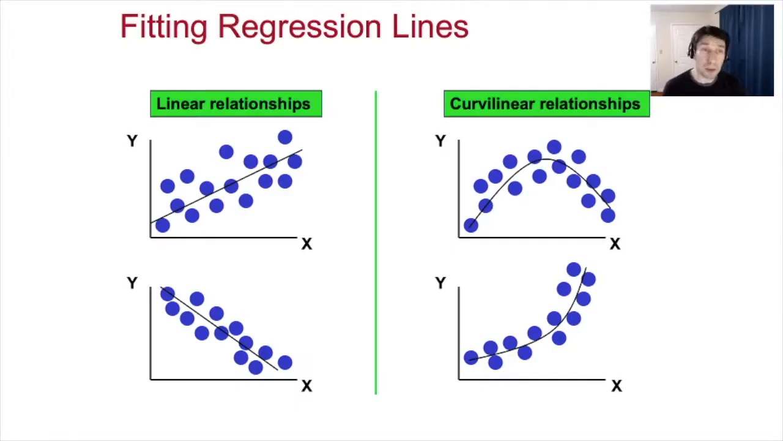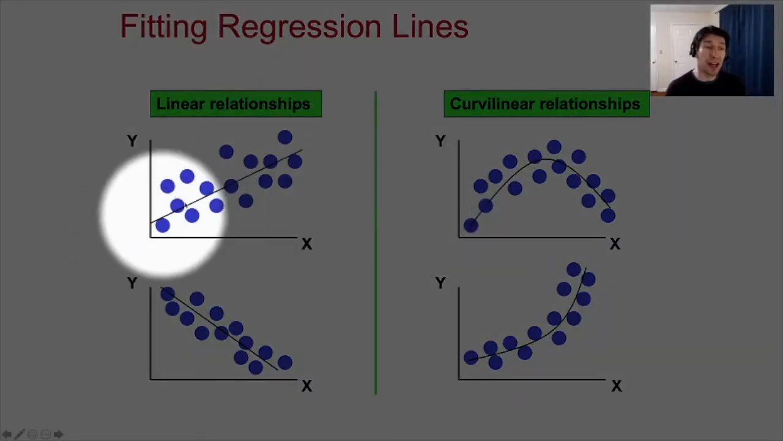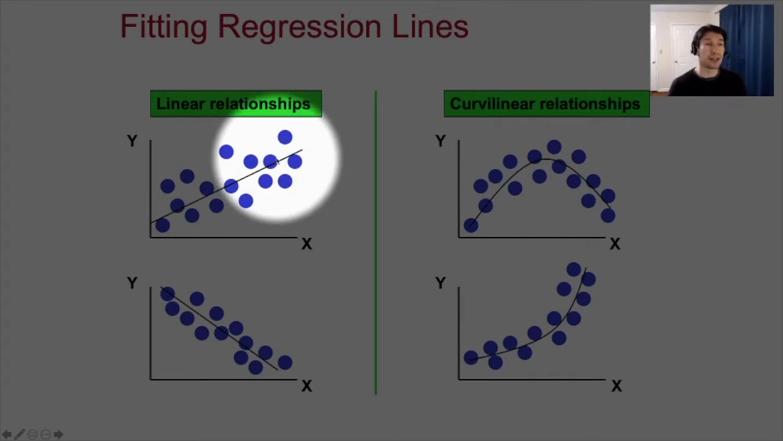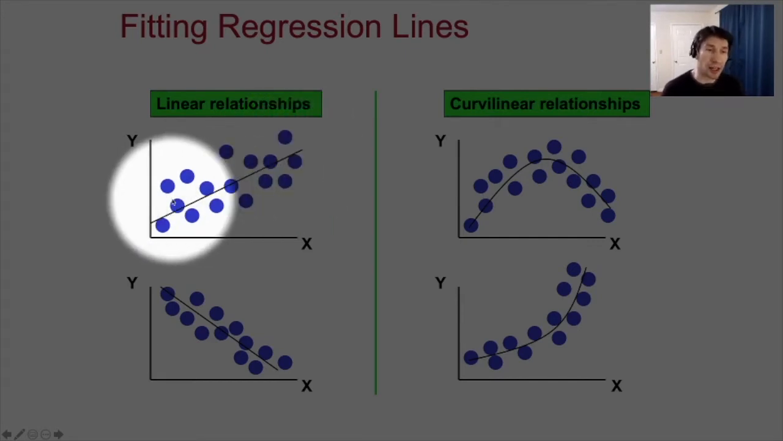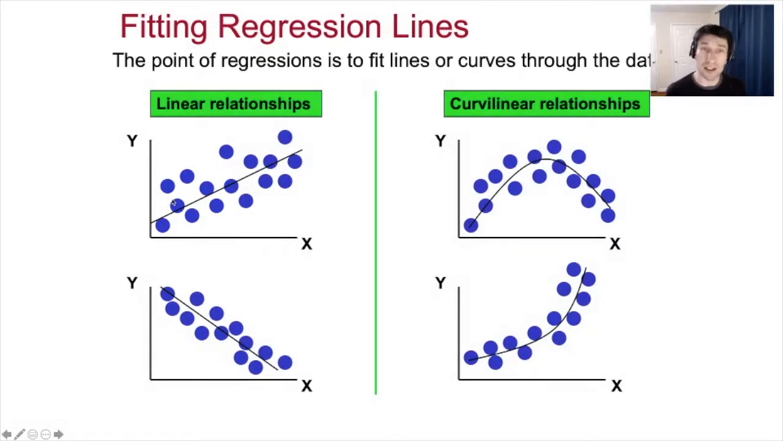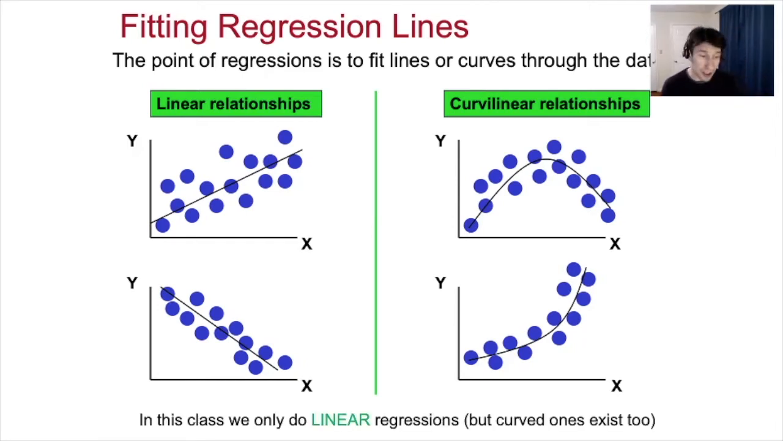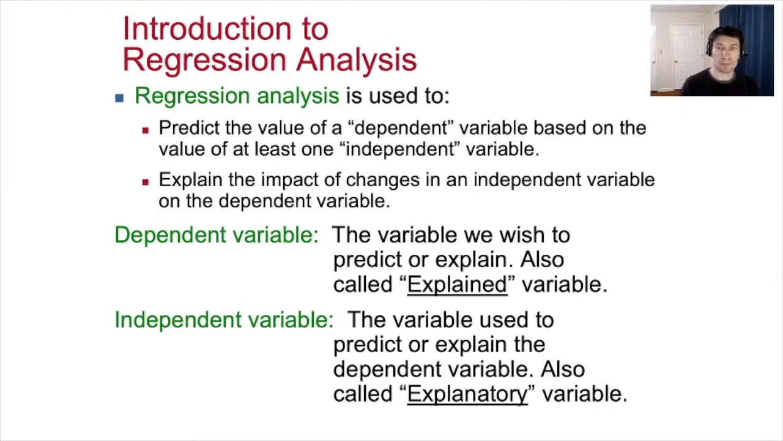So I've been talking about these relationships that we can see visually on the plot. Well, how does that relate to regression lines? These lines that we were drawing, those are regression lines. The point of regression analysis is to fit these lines through the data, and to try and fit these lines as well as possible. Again, in this class, we only look at the linear regressions. The curved ones exist. We're not going to talk about them though.